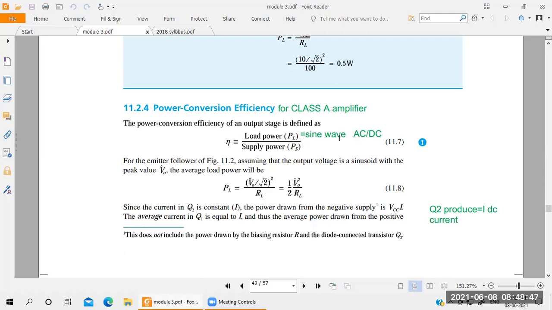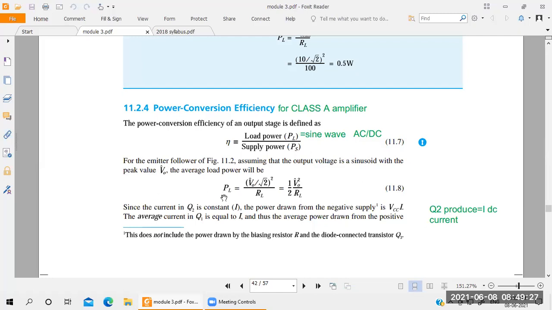Understood? So in this class A amplifier circuit diagram, we want to take the sinusoidal output voltage. We have to consider the class A amplifier output as sinusoidal, meaning AC output voltage. So for that you can express V0 dash. This one is V0 dash here, nothing but an AC output voltage. Dash is nothing but AC. Understood? So here we want to take the average load power, because we get positive and negative voltage for the output side. So between the positive and negative, you have to take average power.